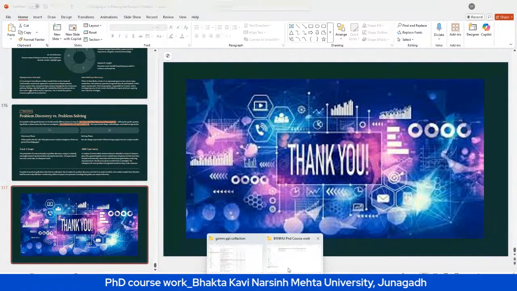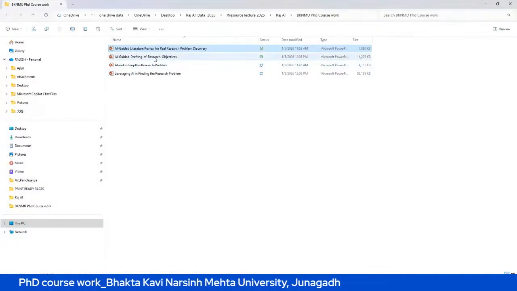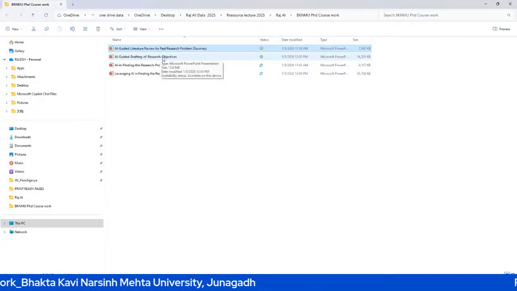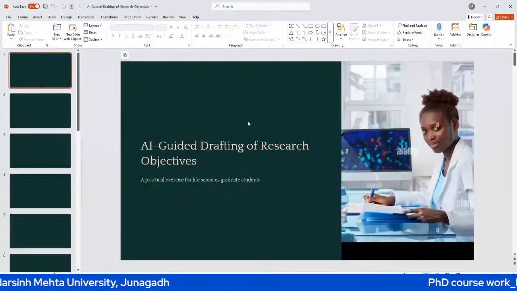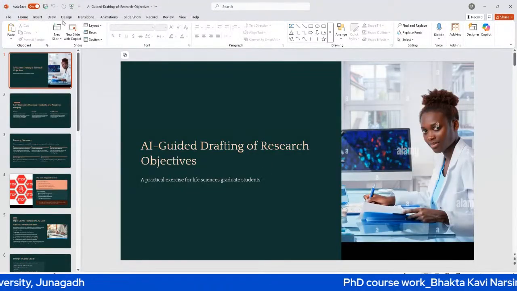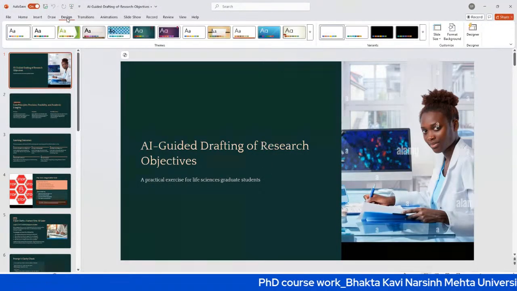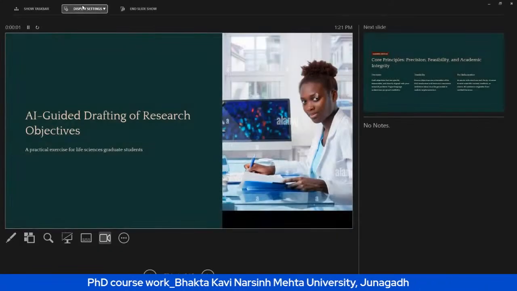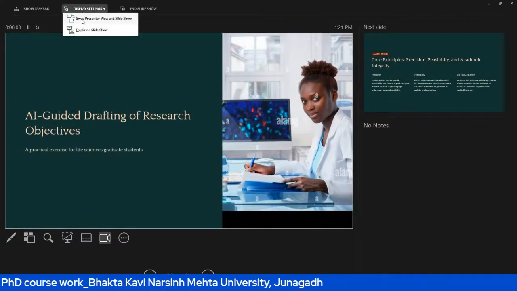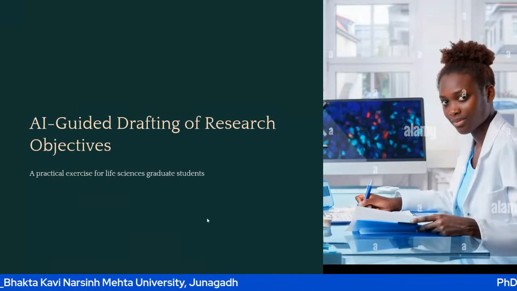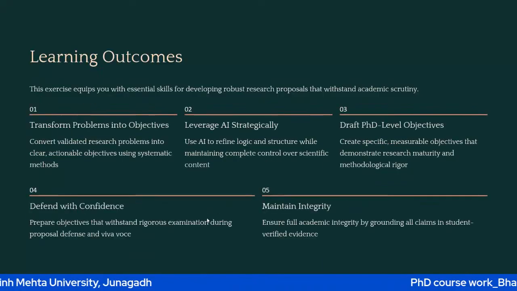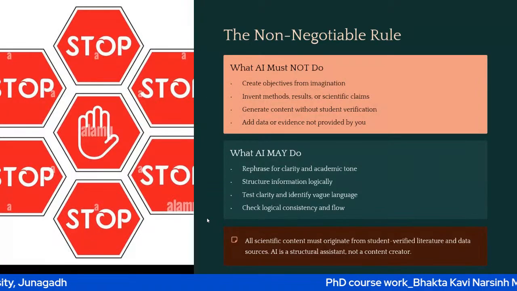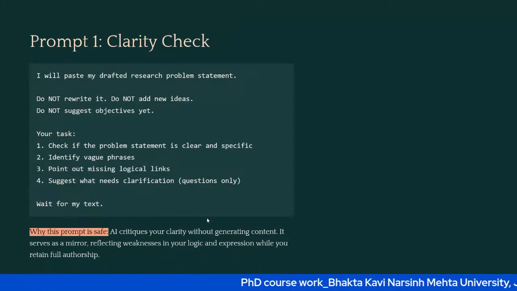Similar to that, I will not go into much detail, but I will go rapidly and share with you how to use AI for drafting the research objectives. So we have just created the research problem. Now, after getting the research problem, you have to go for creating the research objective.